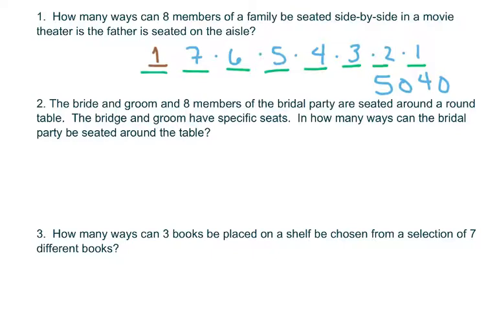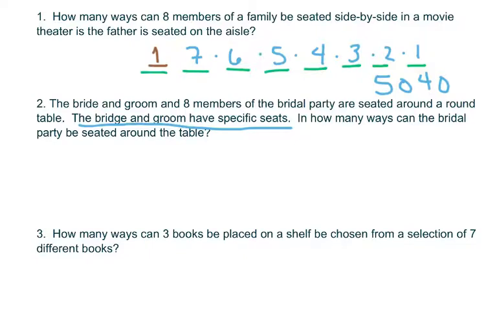Now, in number 2, the bride and groom and 8 members, so that's a total of 10, are seated around a round table. So it seems like it'd be circular. However, the bride and groom have specific seats. Since there's a fixed point, this means it's linear.